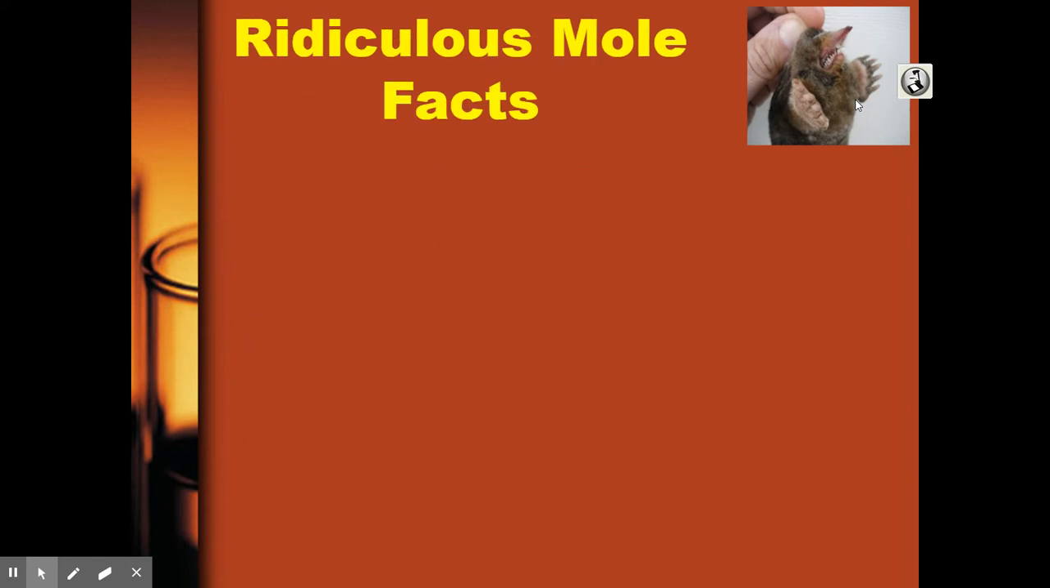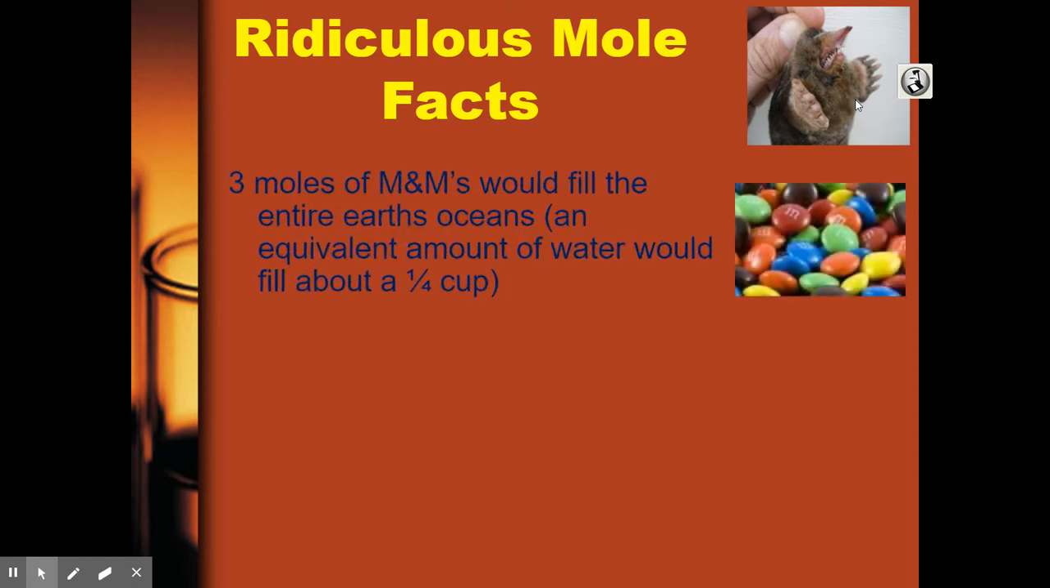Now we're going to get into ridiculous mole facts. This is to try to show you how big the number 6.02 times 10 to the 23rd is. So 3 moles of M&Ms would fill all the oceans, but 3 moles of water is about a quarter cup. Think about that. Generally speaking, we think of M&Ms as being a pretty small thing, but they're enormously large compared to a molecule or an atom. So if 3 moles of M&Ms would fill all the oceans on the earth, 3 moles of water is about a quarter cup, or a decent sized sip.